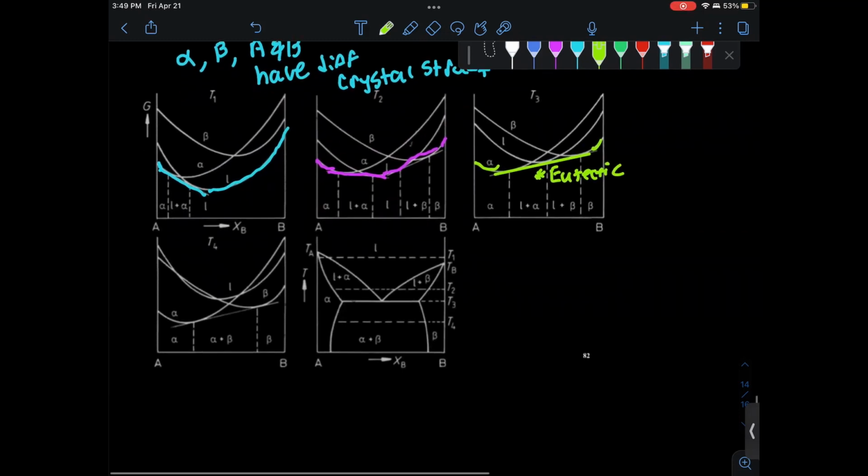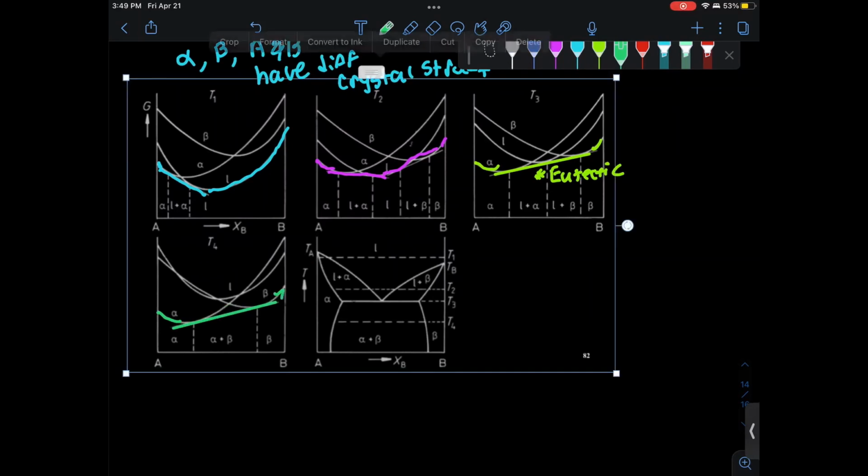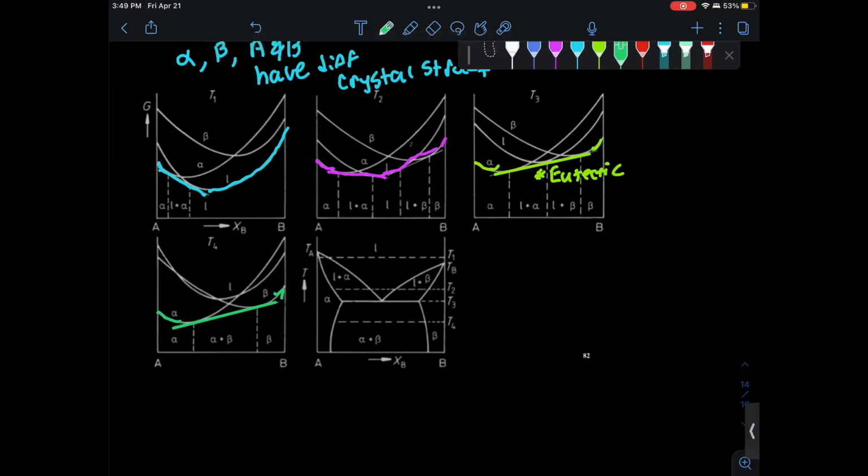And then at T4, I see I have A, I have an equilibrium between A and B, and then I have B. And that all makes sense, according to this chart.